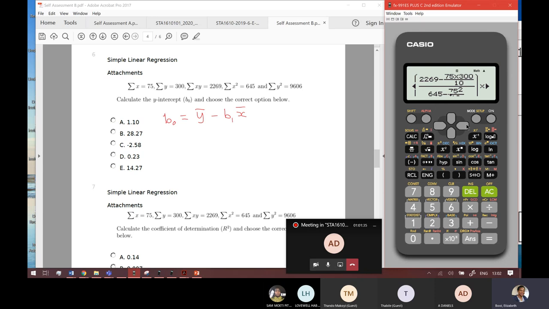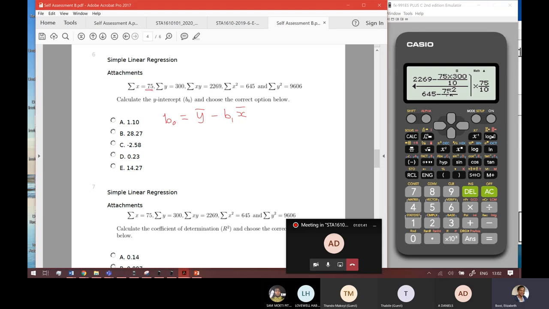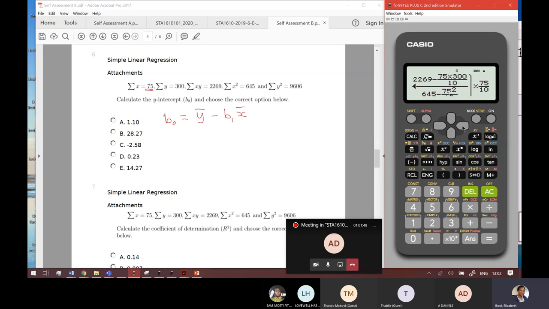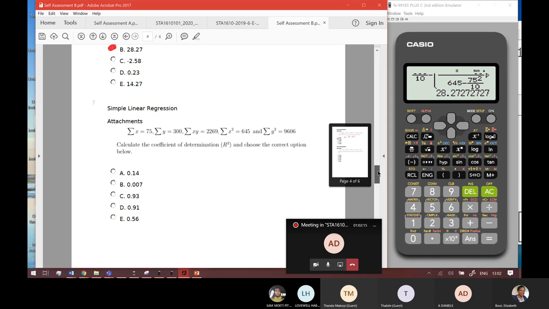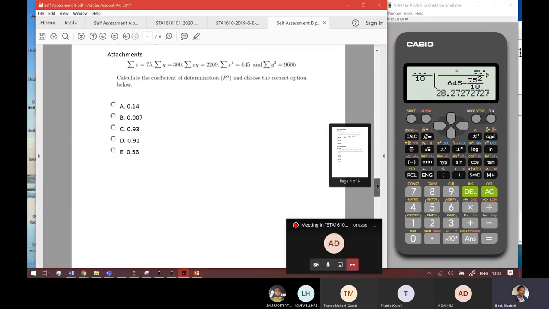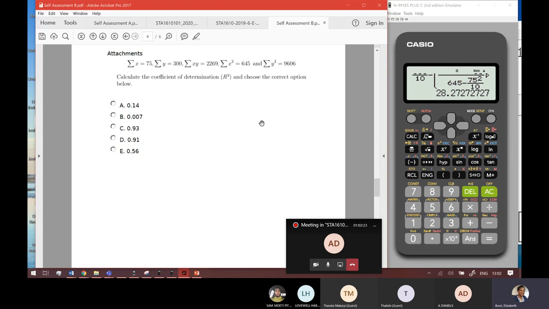So the whole thing in the bracket is multiplied by B1 and then by the mean of x, which is 75 divided by 10. And if I get to the answer, let's see if I get the same answer as you. And the answer is 28.27. Okay. The next one is to calculate the coefficient of determination.